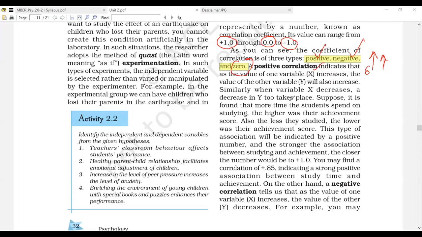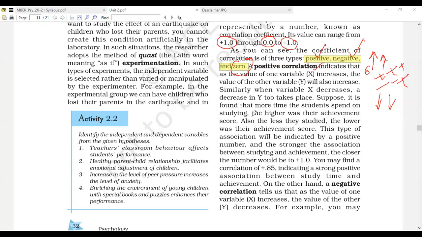A decrease in y also takes place. Like when plus and plus is plus, when minus and minus is also plus. It is like mathematical operators. Here, when there is a decline in one variable, there is also a decline in the other variable. If the amount of study is decreased, the academic achievement also decreases. This is also positive correlation.